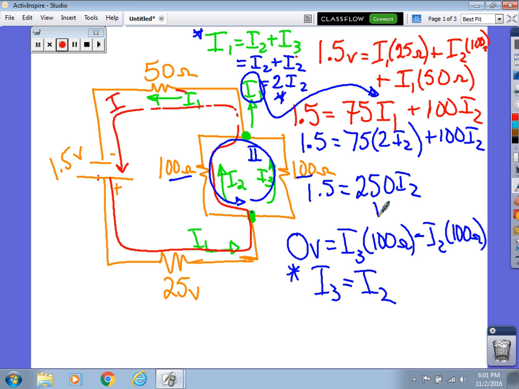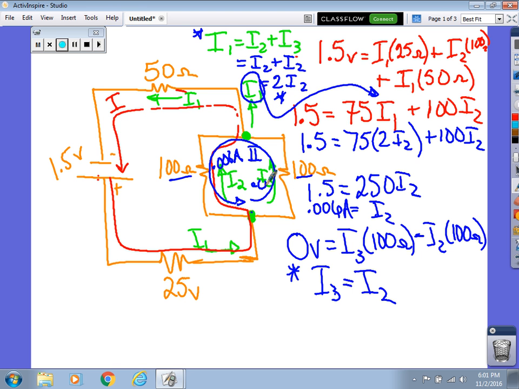So now you literally get an answer for I2. It's going to be 1.5 divided by 250. And I think, if I'm not mistaken, it should come out to be something like 0.006 amps. So, what does that do for you? Well, that also gives you another answer, because you know I2 is the same as I3. So that means there's 0.006 amps here.